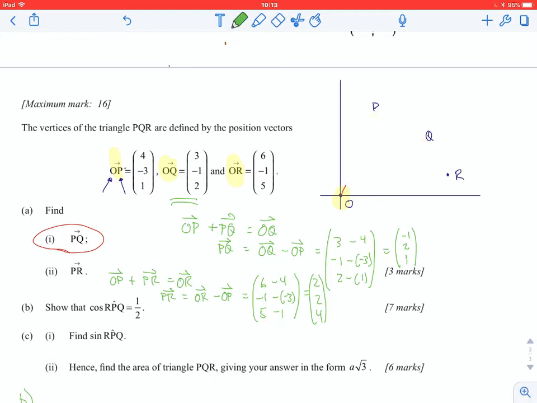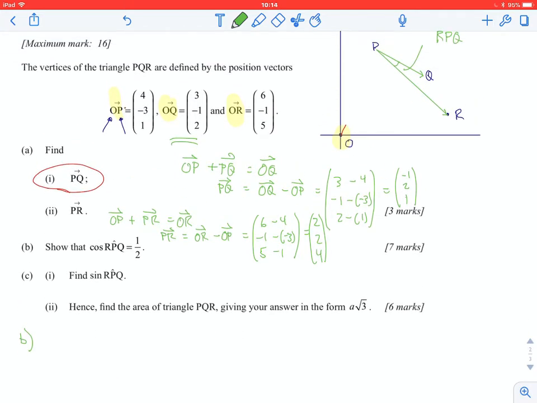RPQ is the angle. Since P is in the middle, that's going to be the vertex. So we're looking at angle RPQ, the angle between vectors PQ and PR. This angle right here is that angle RPQ. So what we want to do is figure out PQ and PR, because we can use the dot product to relate those vectors to the angle between them.